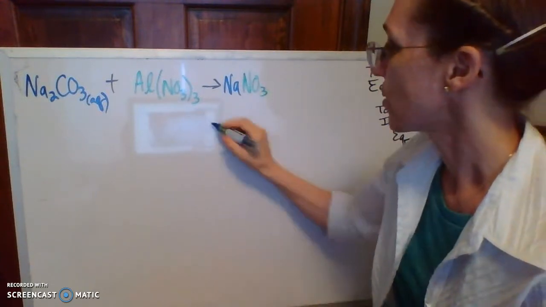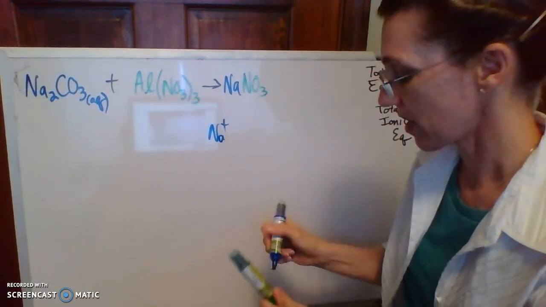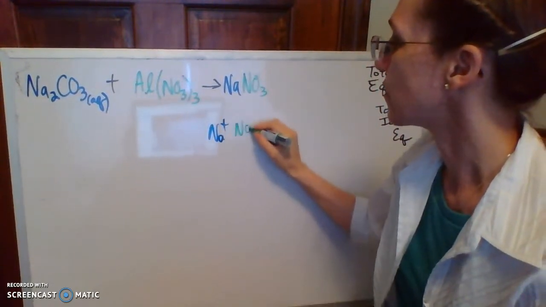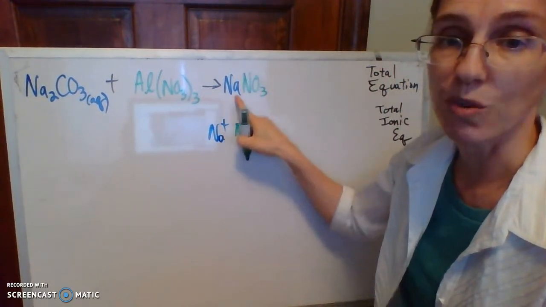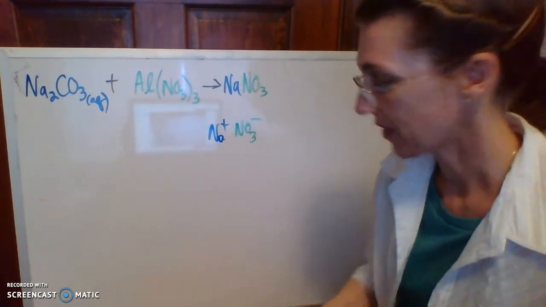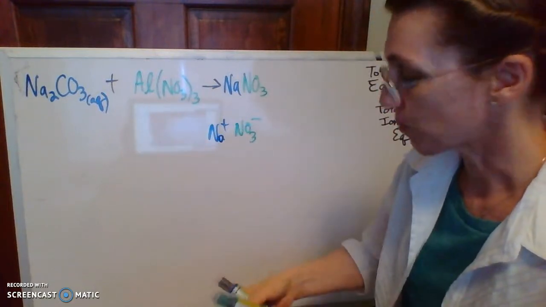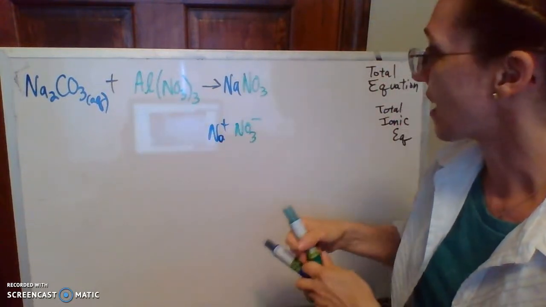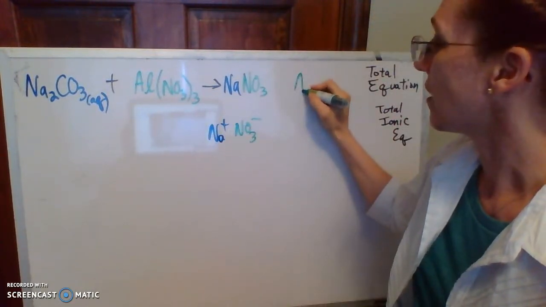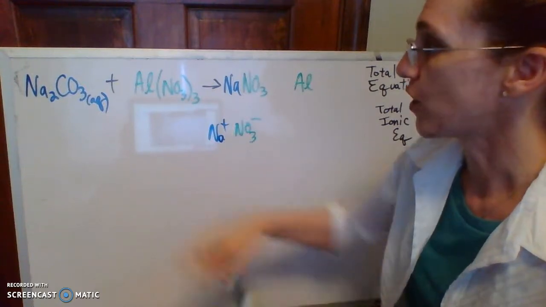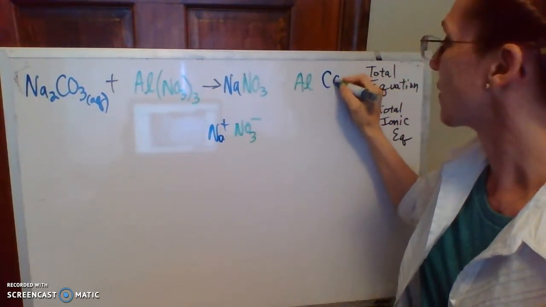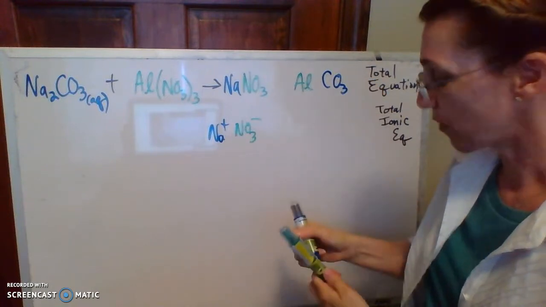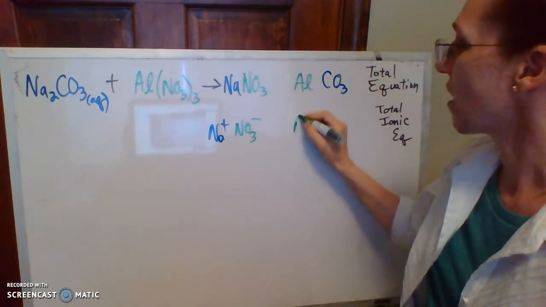Remember, sodium is a +1, nitrate is a -1, so they have equal charges. It's a 1-to-1 ratio. Okay. Let's try the next one. The next one, we take the positive guy over here, aluminum, and we put it with the negative guy over there, the carbonate. Now we've got to remember what these ions actually are.